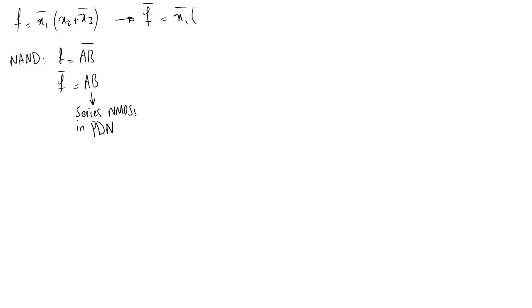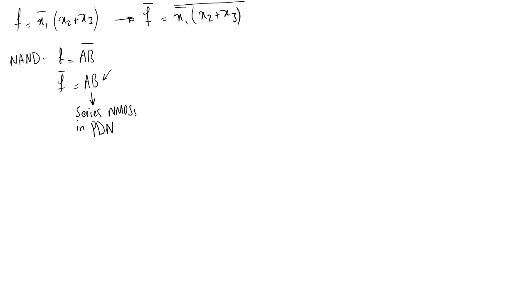Sorry, this was x3, not x3 bar: x2 plus x3 bar, right? Now, looking at this, it's not as simple as AB. From the first look of it, it's not as simple as AB to be implemented. And we didn't expect something easy from this example.